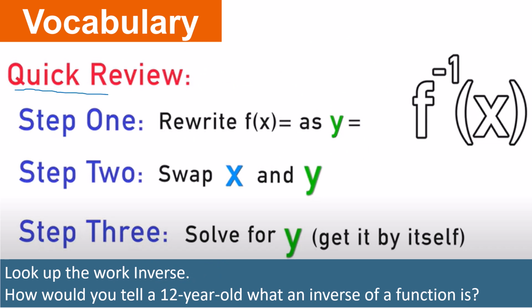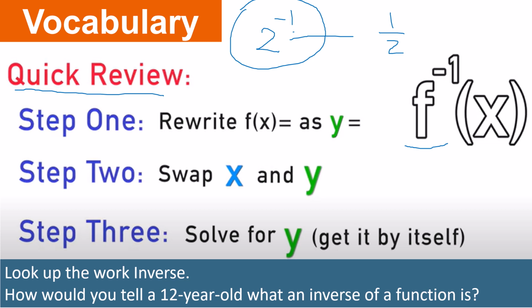A quick review to find an inverse of a function. Again, this is a function, not a number. If this were the number 2 and we wrote -1 up here, the inverse of a number would be to write it as a fraction and then make it positive. So 2 to the -1 power is 1/2. But that's not what it means when we're talking about a function. When we're talking about a function, we go through these 3 steps.